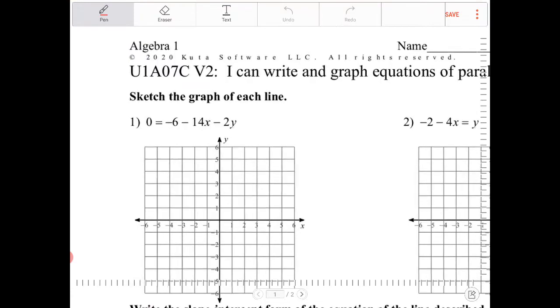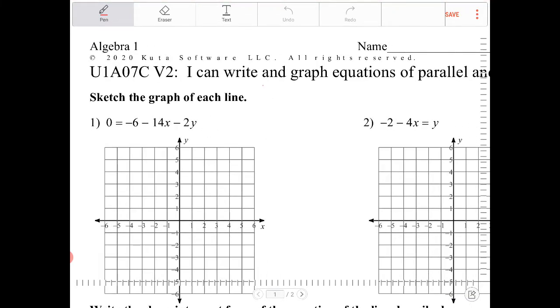Let's take a look. Okay, so I have this situation right here where I'm asked to graph or sketch the graph of each line. And the way that this line is written right now, it doesn't look like much of anything. So I've got to rewrite this to either make it look like y equals mx plus b, or make it look like y minus y1 equals m times x minus x1. And chances are it will probably be easier for us to rewrite it in slope-intercept form rather than point-slope form. So that's what I'm going to do. I'm going to write it into slope-intercept form.